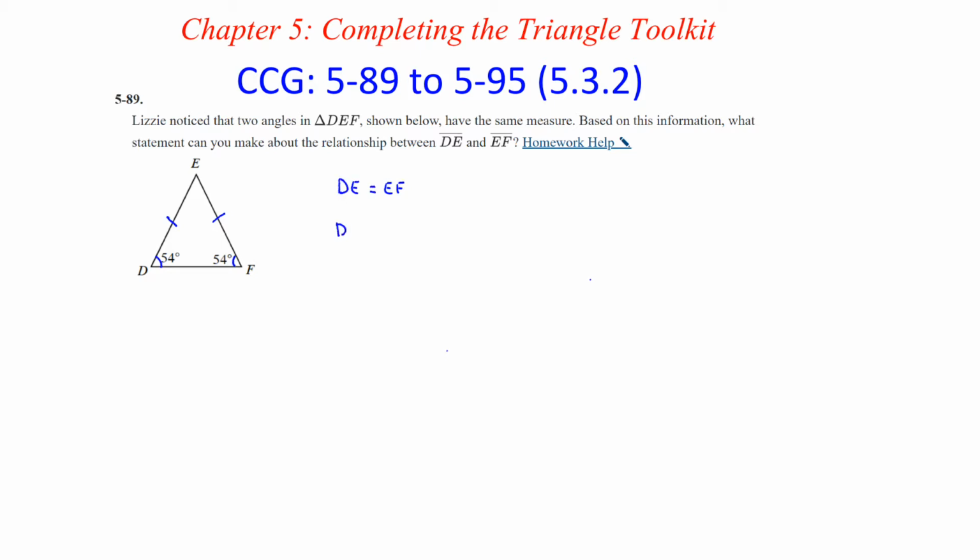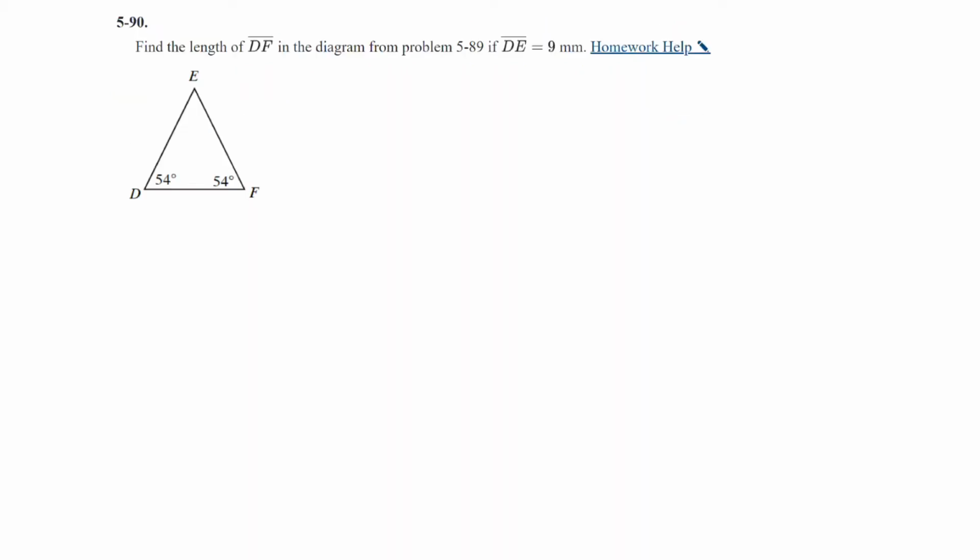We could also say line segment DE is congruent to line segment EF. So that's the difference between not having the line and having the line. With the line, it's congruent. Without the line, we're talking about the measure.